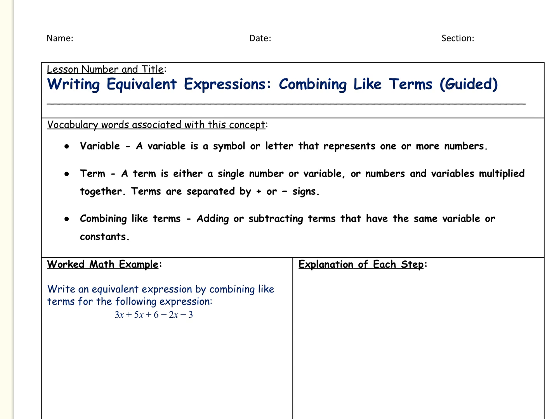Today we are going to be taking notes on writing equivalent expressions by combining like terms. To start, let's write your name, date, and section on your yellow page. The terms that connect to this lesson are variable, term, and combining like terms.